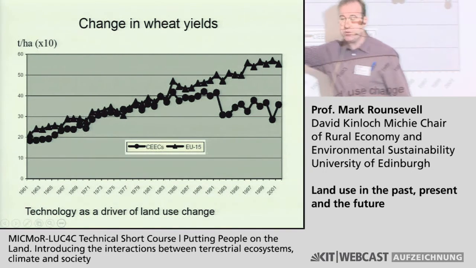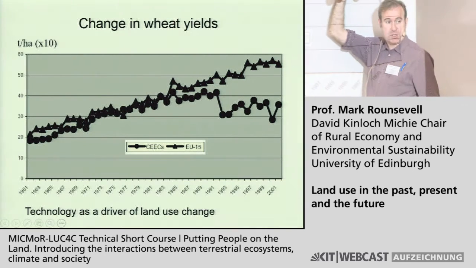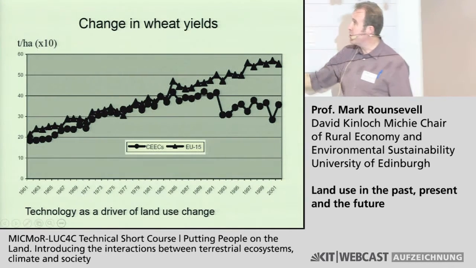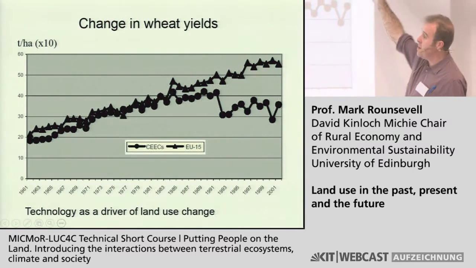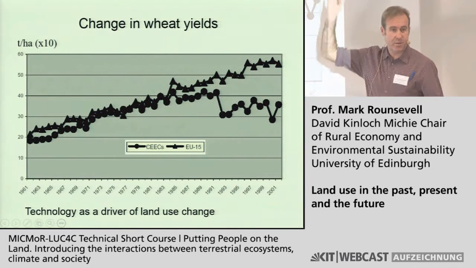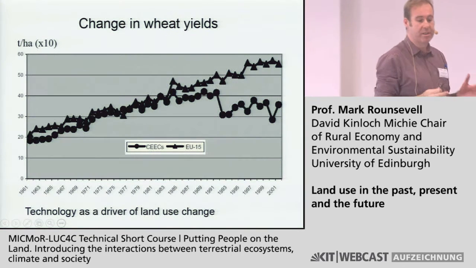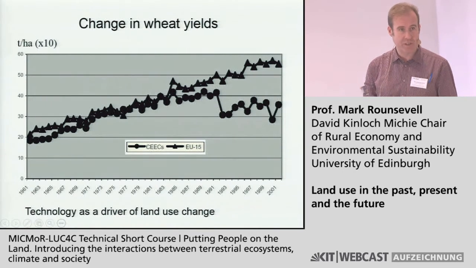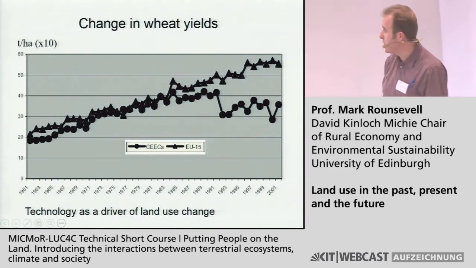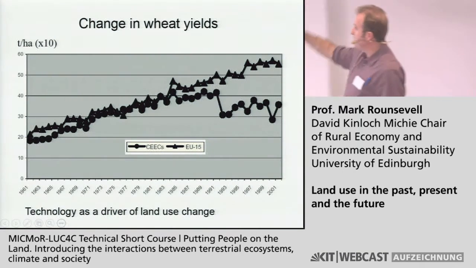If you look at this curve, you've got a fairly linear response of increasing crop yields. If you look at the axes here, you're going from 2 tons per hectare up to nearly 6 tons per hectare. So we've increased crop yields by almost 3-fold over that period of time. That's an enormous increase in production. So that's the case for the EU15.